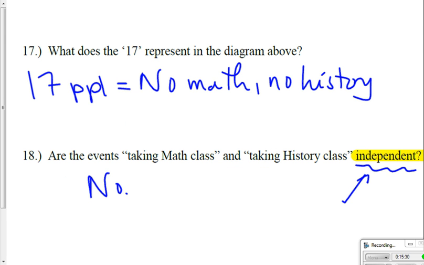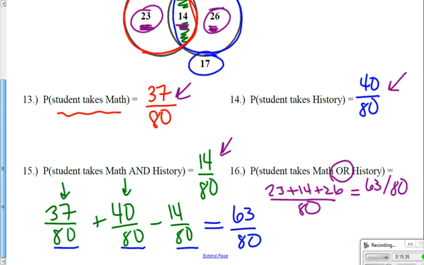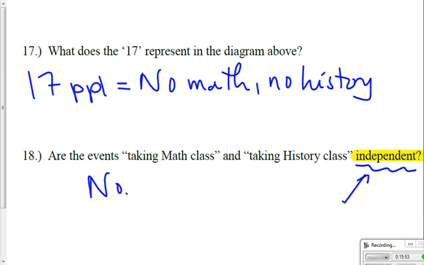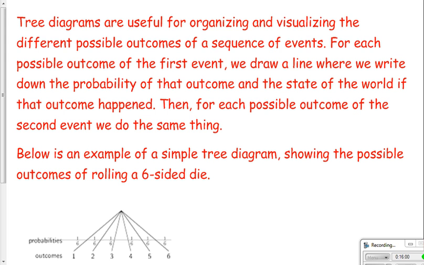And we saw that on one of the problems we talked about back here with the math and the history. Remember how we took the probability of math plus the probability of history and subtracted the probability that a student was taking both? That's the formula we were using, and see how it was an "or" question. So probability of math plus the probability of history minus the probability of the overlap. We were actually already using this formula from here. Okay? All right. The last thing that's in this lesson is tree diagrams.